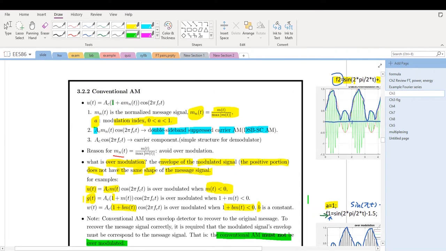If we design the AM signal this way, overmodulation will not occur, because a is less than 1, and m_n(t) will be less than 1 and greater than minus 1. So therefore, there's a 1 here. We can be assured this whole portion, highlighted in green, is greater than 0. So therefore, overmodulation does not occur.